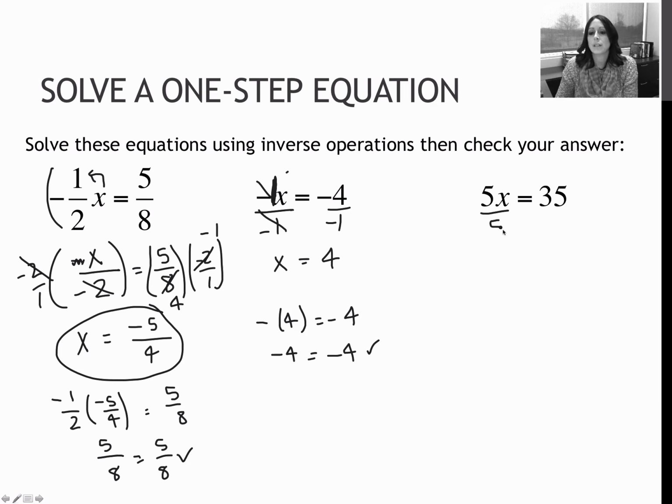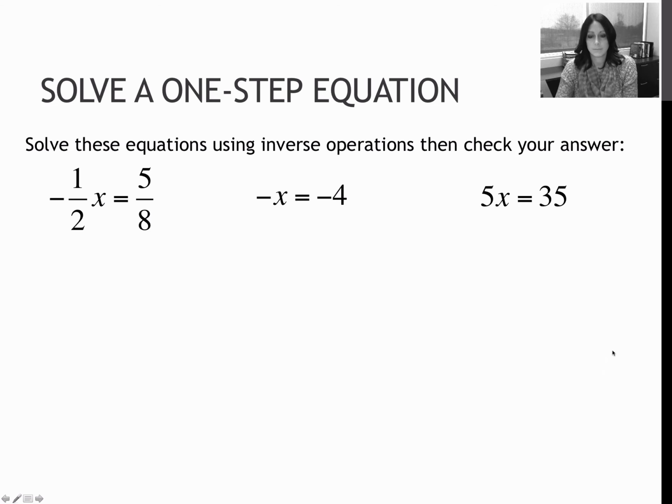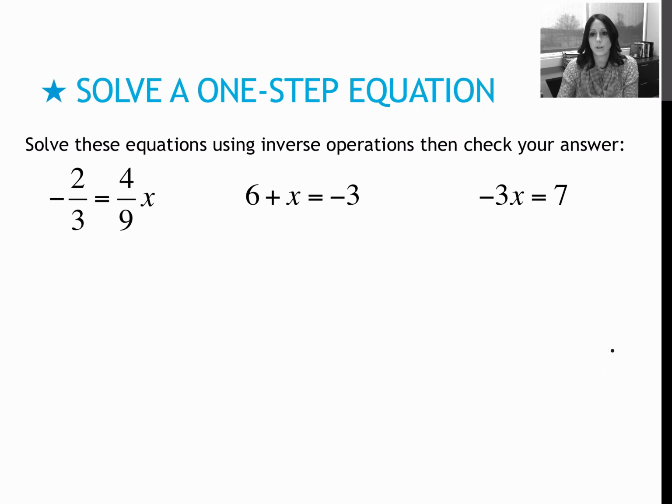Last one here, I'm going to divide by 5 because this is 5 times x, so I divide, that's the inverse operation, and I get x equals 7, and then 5 times 7 equals 35, and so it checks out. Try these on your own and then check to see how you did.